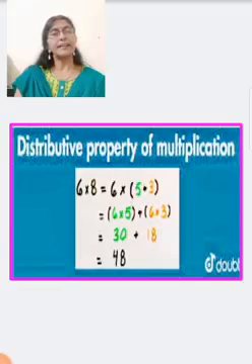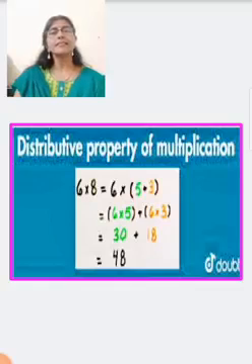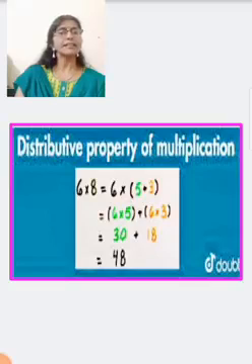Distributive property of multiplication. This is also based on addition. For example, 6 multiplied by 8. So we can write this as 6 multiplied by 5 plus 3. This is easy because the number is small. But if you will be given a bigger number, the properties will help you a lot. So here we are going to split 8 into two numbers here, 5 plus 3. Now we got this 6 multiplied by 5 plus 3.